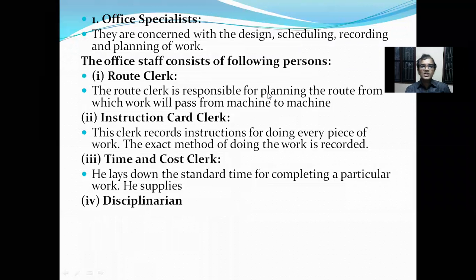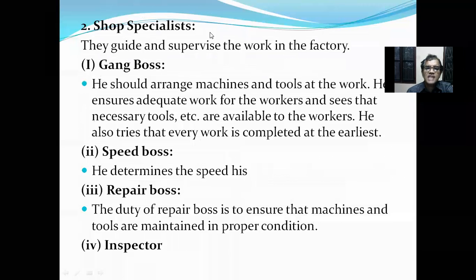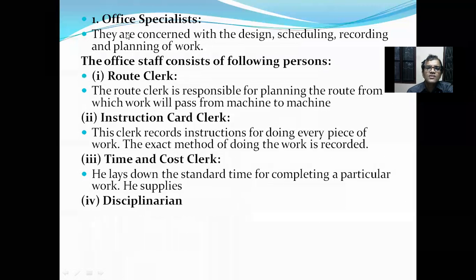Now certain words came up in functional organization. Various persons who are in charge of various functions are divided into office specialists and shop specialists. The office specialist means one who is concerned with designing, scheduling, recording and planning of work. So these are 4 kinds: route clerk, instruction card clerk, time and cost clerk, disciplinarian.